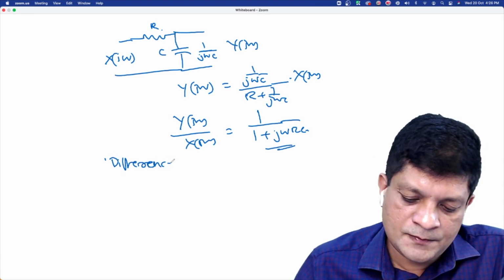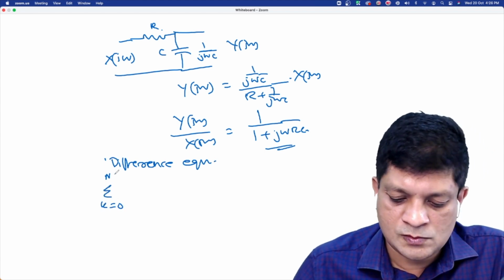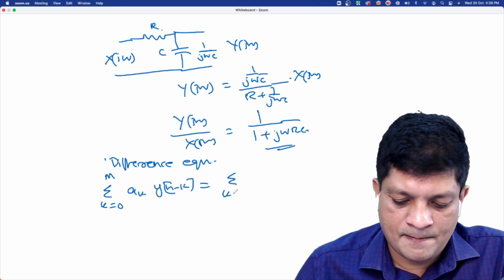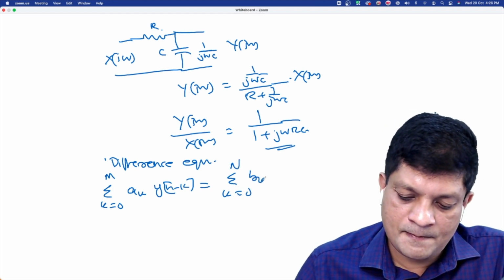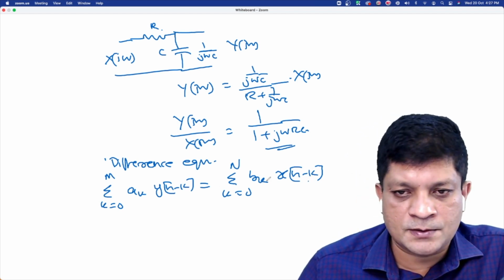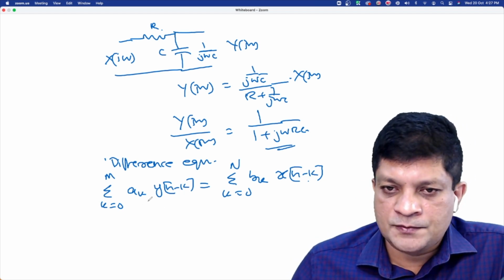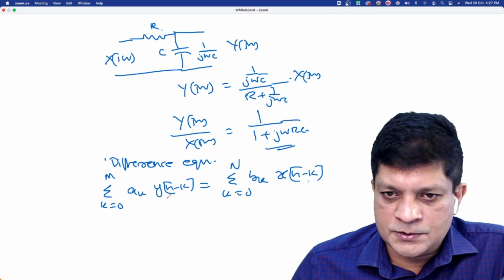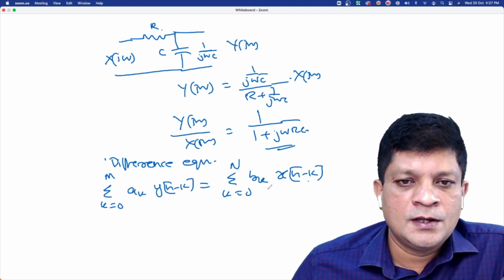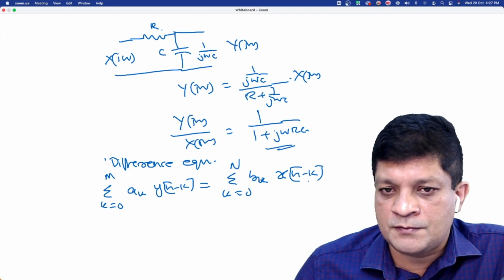Okay, difference equation. That is summation k equals 0 to N, this is called a linear constant coefficient difference equation. Here on the left hand side, it is the linear combination of the delayed versions of the output signal y[n], and here it is the linear combination of the delayed versions of the input signal x[n]. This is called a linear constant coefficient difference equation.